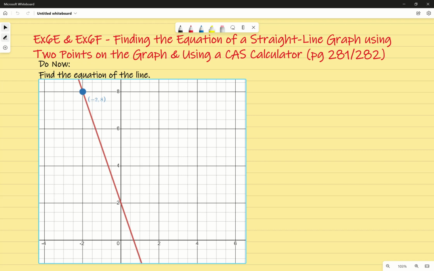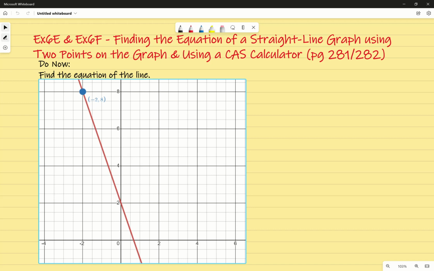This is our introduction to exercise 6E and exercise 6F on finding the equation of a straight line graph using 2 points on the graph and using a CAS calculator to do the same thing on pages 281 and 282 of your textbook. They're very short exercises and it's really just an additional skill for you guys to use.